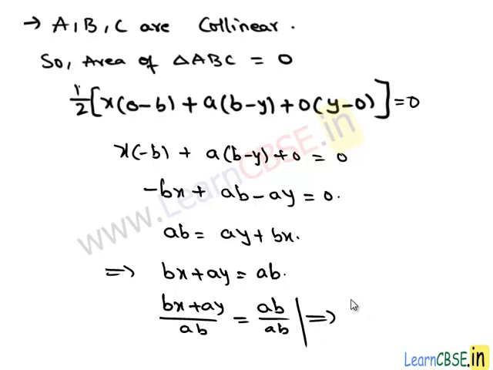Then we get the condition bx upon ab plus ay upon ab, and on RHS we have 1. Here the numerator b and denominator b cancel out. Here also numerator a and denominator a cancel out. We remain with x upon a plus y upon b is equal to 1. So this completes our solution.